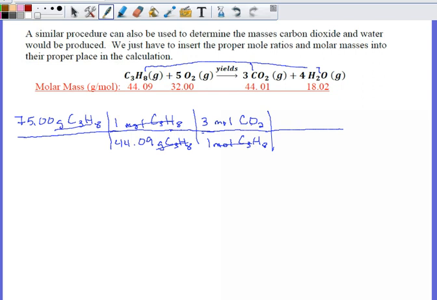So I'm in moles, and if I want grams, I just use the molar mass as a conversion. So 1 mole of CO2 is 44.01 grams of CO2. And your moles cancel out, and you're in grams. So now we can approximate that. And again, you have to multiply the things on the top and then divide by what's on the bottom. But you don't have to multiply by 1 or divide by 1. So it's going to be 75 times 3 times that, and then divide it by this.